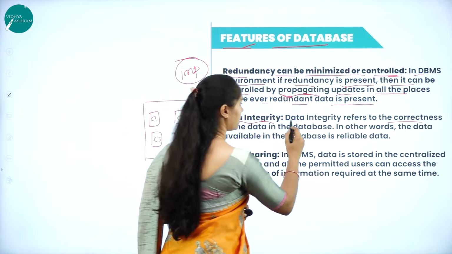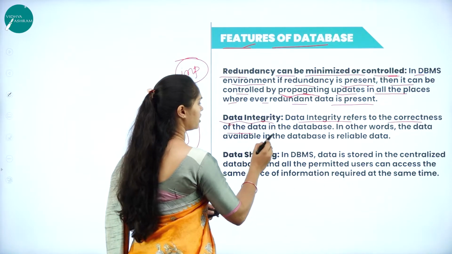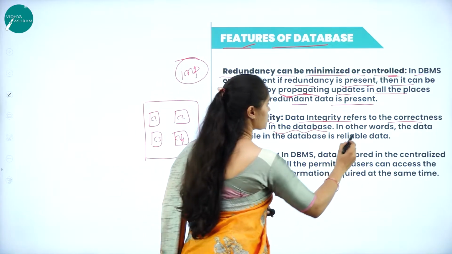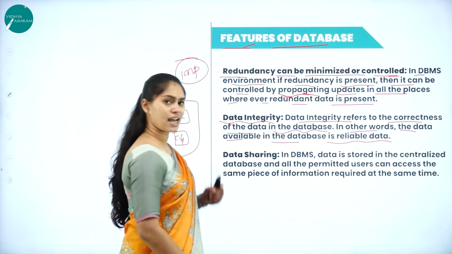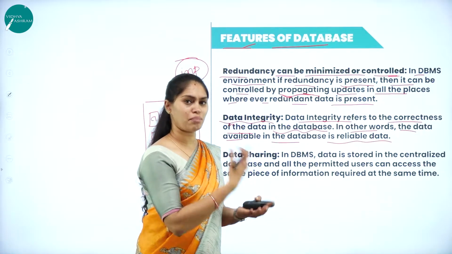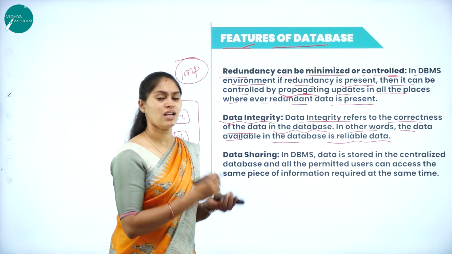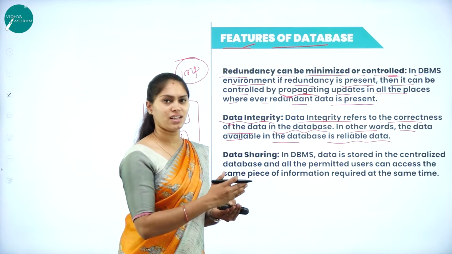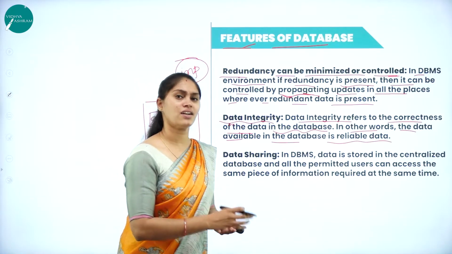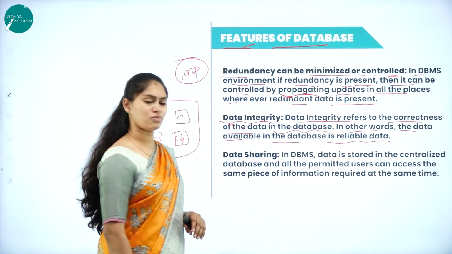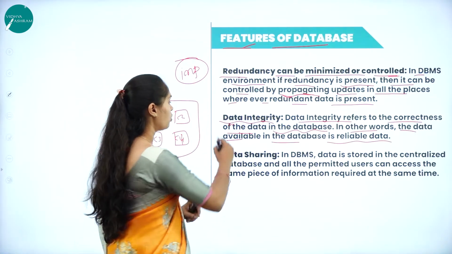So data integrity refers to the correctness of the data in the database. In other words, the data available in the database is reliable data. I can trust it. A first PU student is applying for the first PU application. So if he is writing 15 years or 16 years, then that is relevant data, that is reliable data, I can trust that. So that kind of thing takes place as one feature.